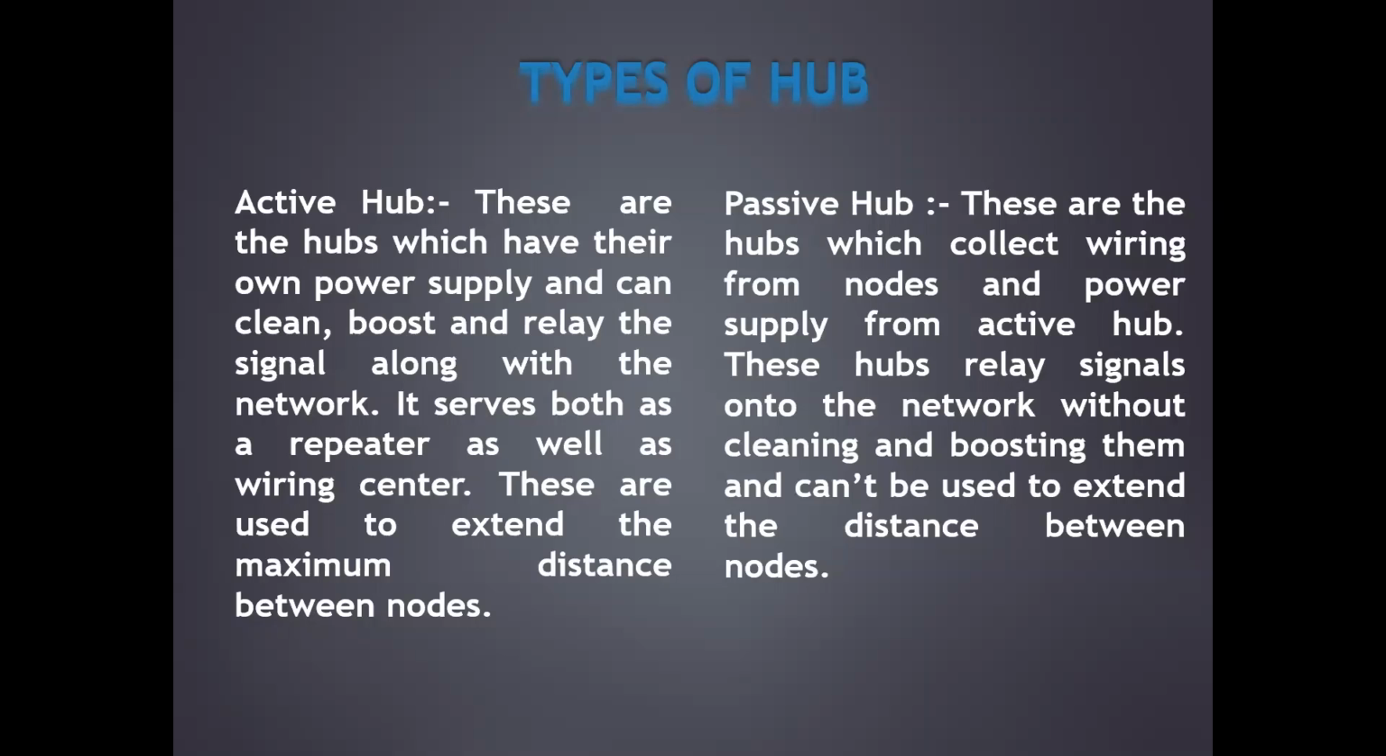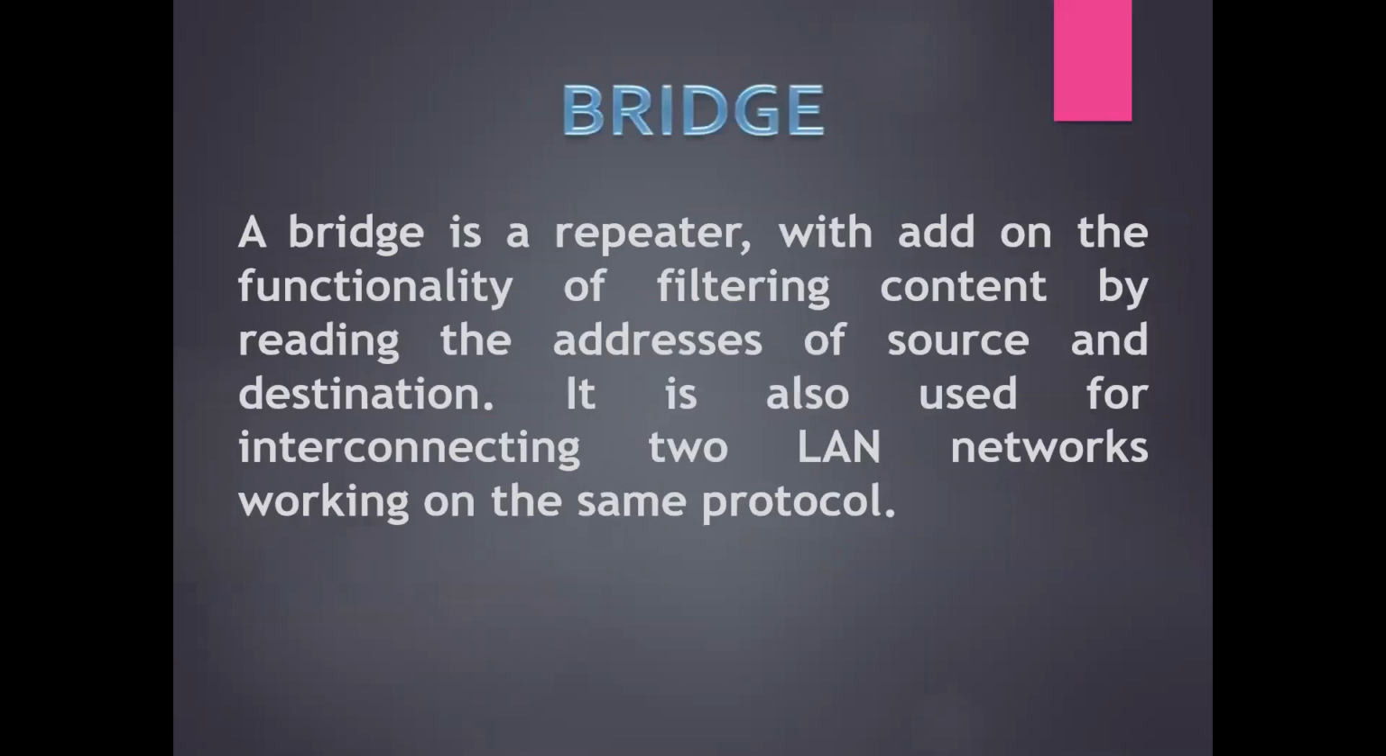Passive hubs collect wiring from nodes and power supply from an active hub. These hubs relay signals onto the network without cleaning and boosting them and can't be used to extend the distance between the nodes. So the major difference between the active and the passive hub is that an active hub can work on its own and as a repeater and wiring center, but passive hubs take the help of active hubs to work. Moving to next, bridge.